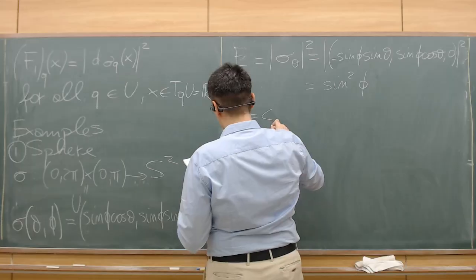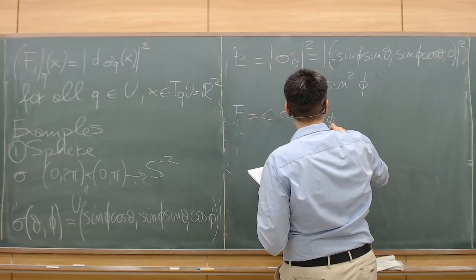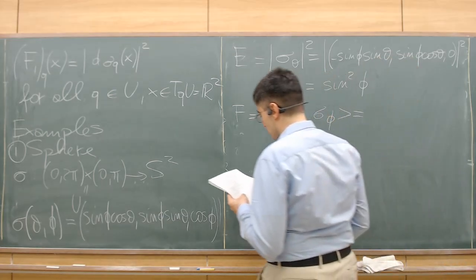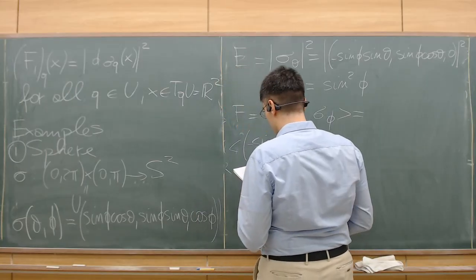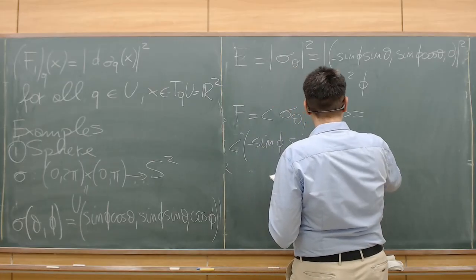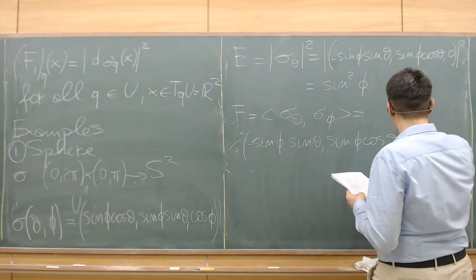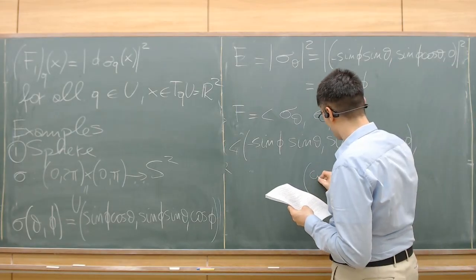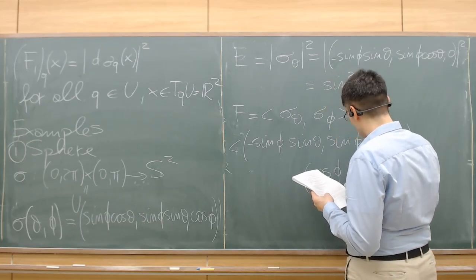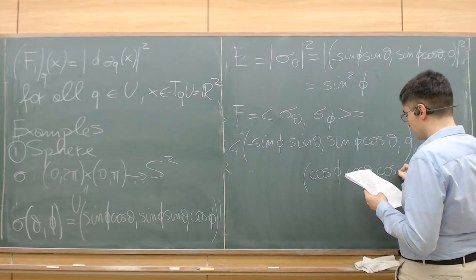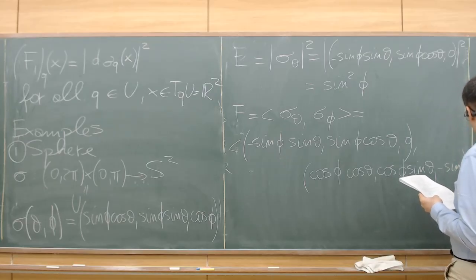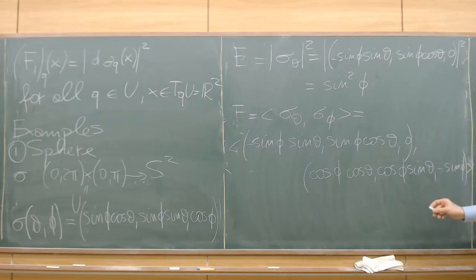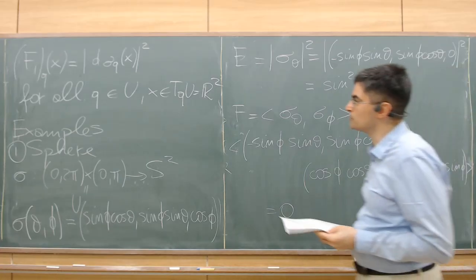F is the inner product of sigma theta and sigma phi, and you can prove it to be equal to 0 because this is the inner product of (minus sine of phi sine of theta, sine of phi cosine of theta, 0), multiplied by (cosine of phi cosine of theta, cosine of phi sine of theta, minus sine of phi). And this is 0. It remains to compute G.